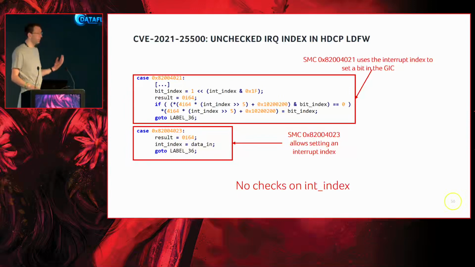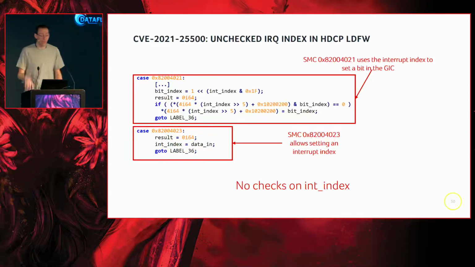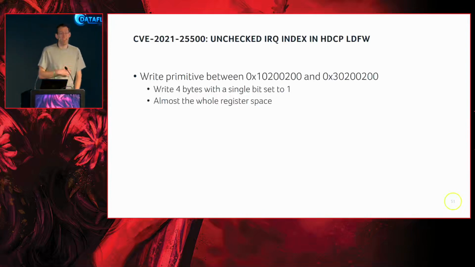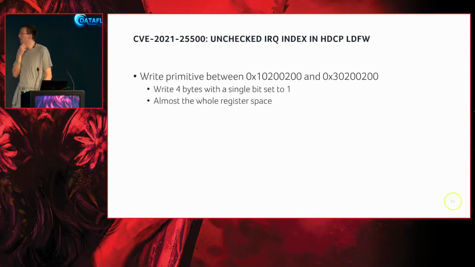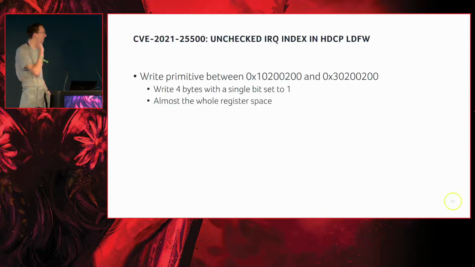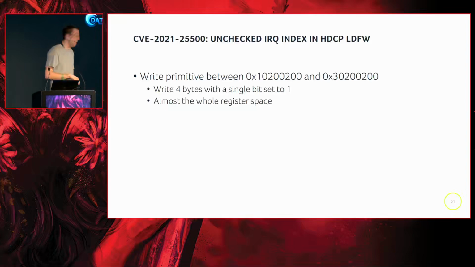Well, because we are adding this interrupt index and we calculate which hardware register corresponds with a certain index by masking and shifting the index, we actually get a write primitive in a part of the register space. Well, actually, it's sort of the entire register space except a small part at the very beginning. What we can do with this is, from 4 bytes, we can selectively set 1 bit to a 1. We can decide which bit we want to set, but it's only 1 bit. So what can we do?